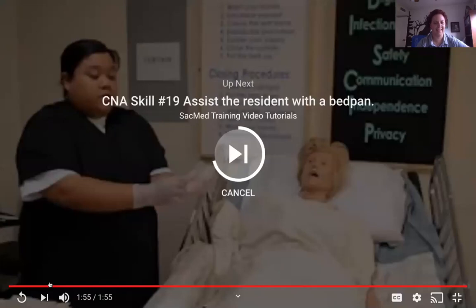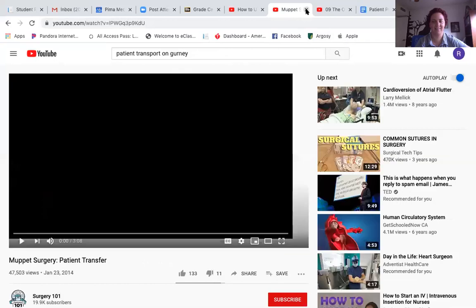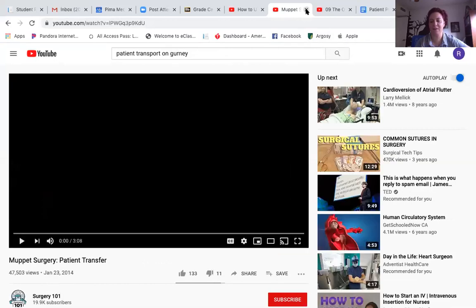So that's that one. All right, get rid of that one. Questions or comments about the gurney? I think we pretty much talked about all the controls on our gurney. Very similar to the wheelchair, entering and exiting the elevator. Any questions about that before we watch the Muppet surgery video?